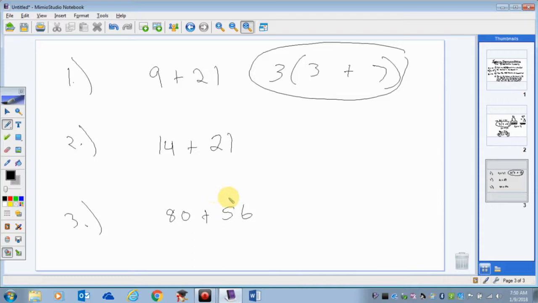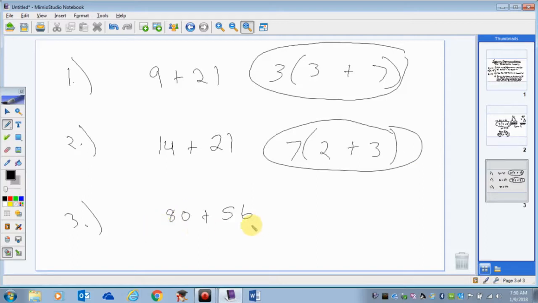Alright, you should have had these done by now. Alright, so this one here, number 2, 14 plus 21. The only number that goes into both of these is 7. And 14 divided by 7 is 2. 21 divided by 7 is 3. Bring over our addition symbol, and there's your answer for number 2.